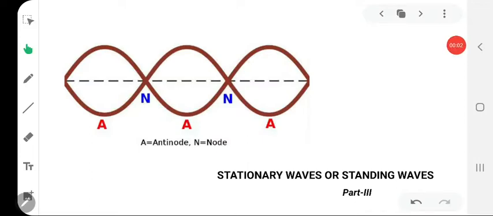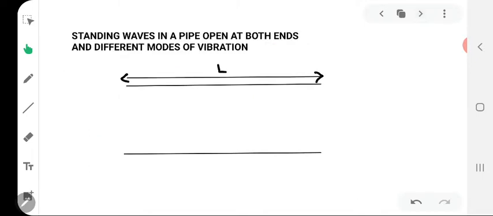Welcome back, students, to our discussions on standing waves. Today we shall be discussing how standing waves are formed in a pipe open at both the ends, and thereafter we shall study the different modes of vibration. For this, let us consider a pipe which is open at both the ends.